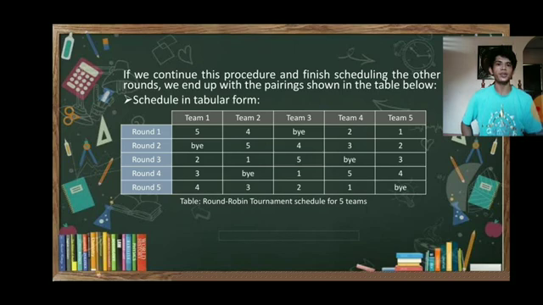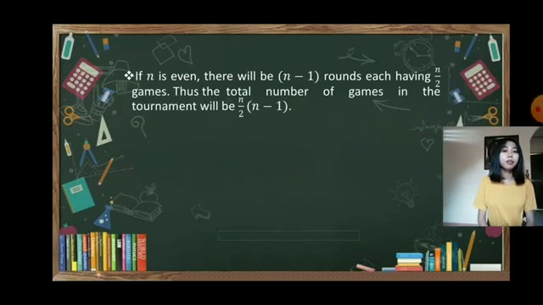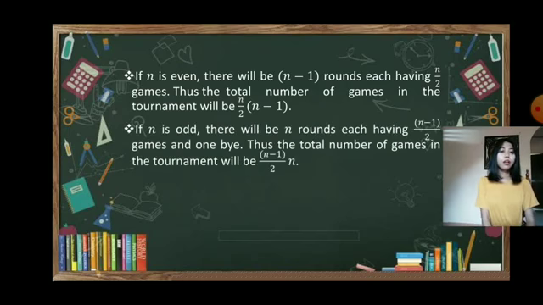If n is even, there will be n minus 1 rounds, each having n over 2 games. Thus, the total number of games in the tournament will be n over 2 times n minus 1. On the other hand, if n, or the number of teams, is odd, there will be n rounds each having n minus 1 over 2 games and 1 bye. Thus, the total number of games in the tournament will be n minus 1 over 2 multiplied by n.